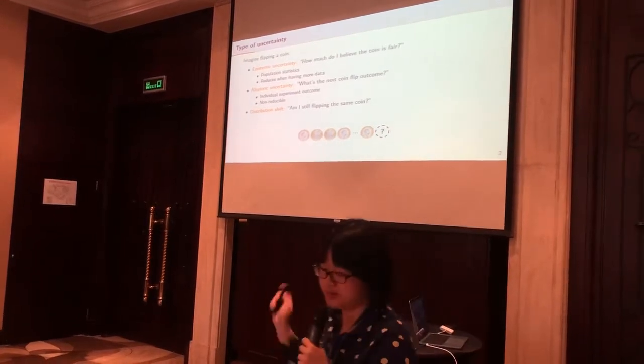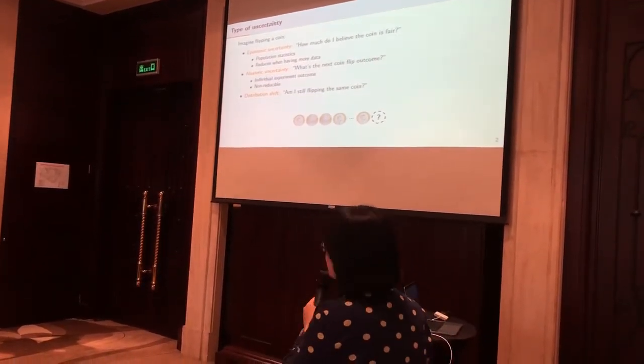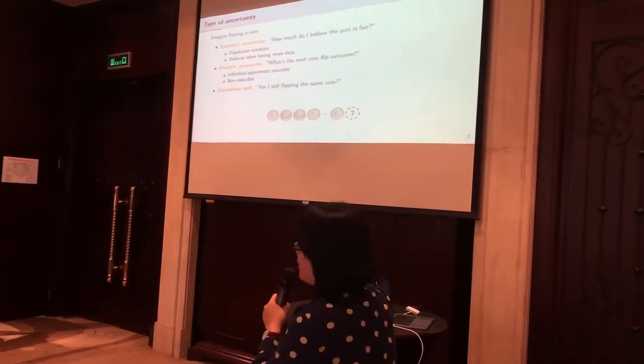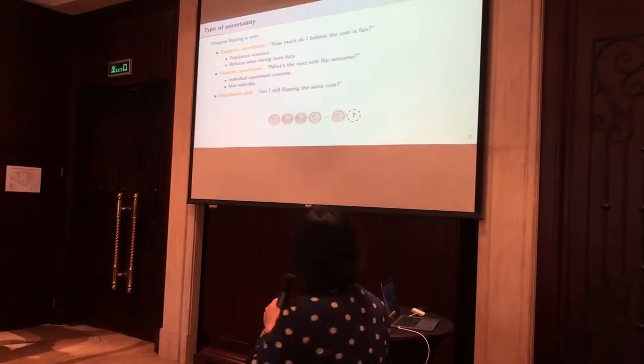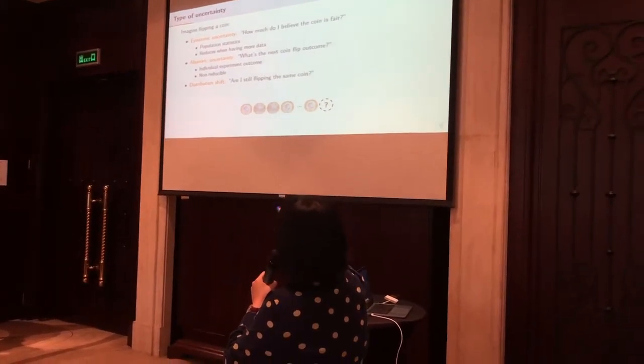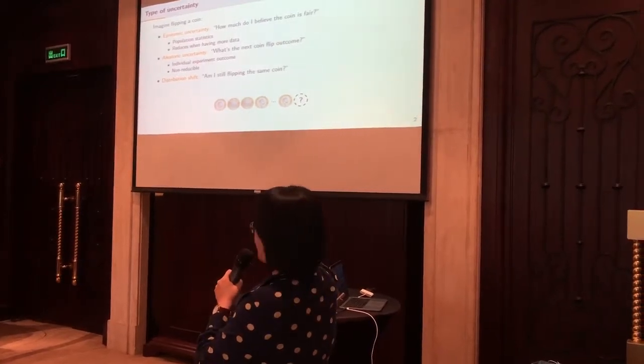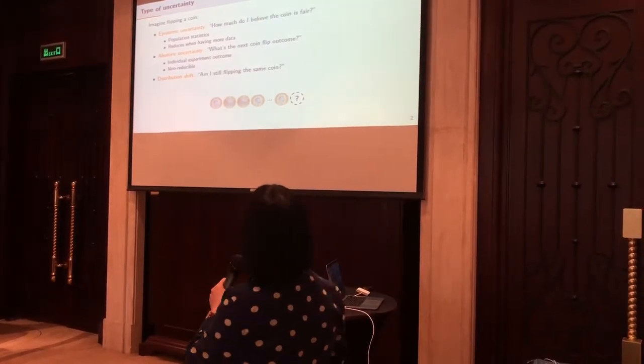Okay, so let me try to briefly introduce what we mean by uncertainty. This is a super simple example. Let's just imagine you are flipping a coin. First, you have the composition of two uncertainties: epistemic uncertainty, or people call it model uncertainty, and also aleatory uncertainty, or data uncertainty.